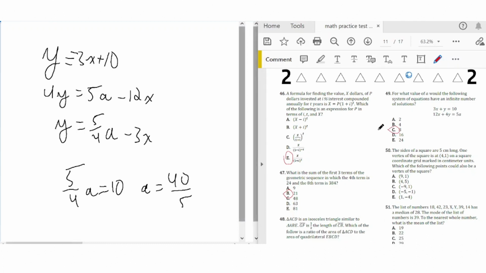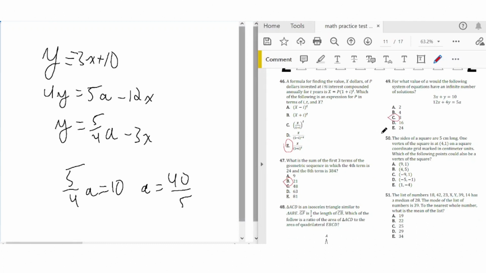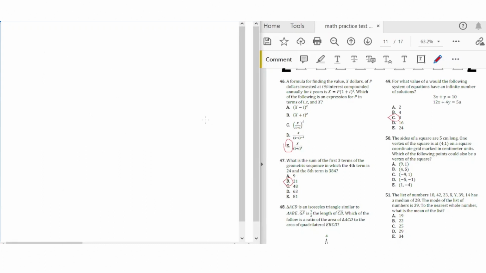Okay, moving on to number 50. The sides of a square are 5 centimeters long. One vertex of the square is at 4, 1 on a square coordinate grid marked in centimeter units. Which of the following points could also be a vertex of the square?